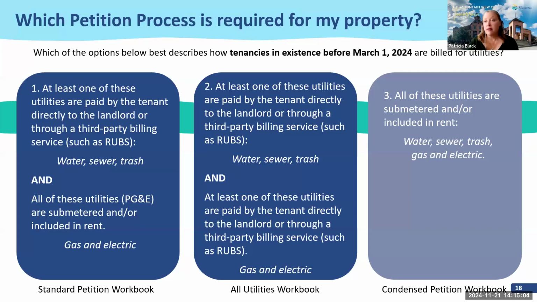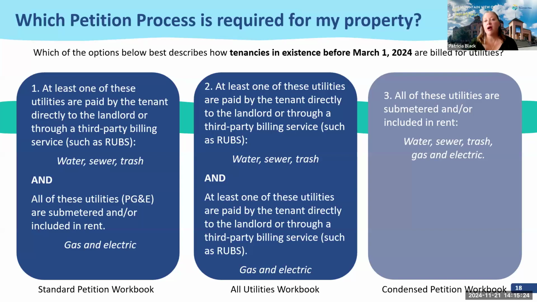Option B is our all utilities workbook, where at least one of the utilities below, water, sewer, and trash, are paid by the tenant directly to the landlord or through a third-party billing service like RUBS, and either gas, electric, or both are paid through RUBS.